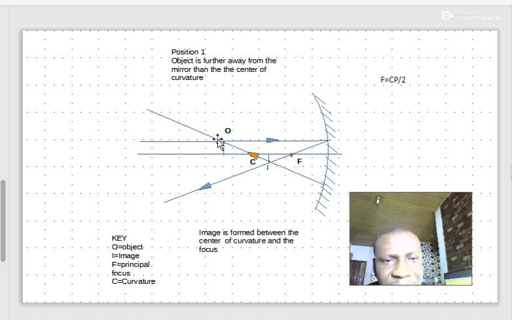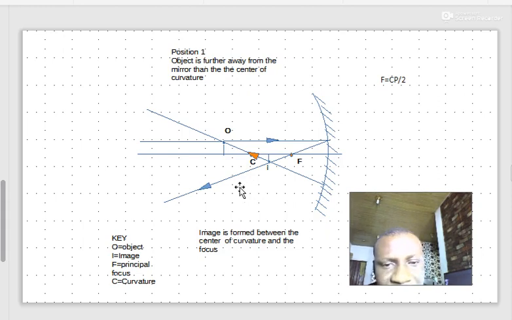So that means when an object is placed in front of a converging mirror such that the object is some distance away from the center of curvature, the image formed is inverted. This is O, the object, and this small vertical line is the image. The image is smaller than the object, which means the image is diminished. That means it is smaller than the object, inverted, and a real image.